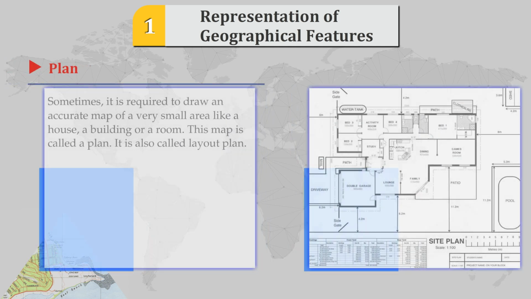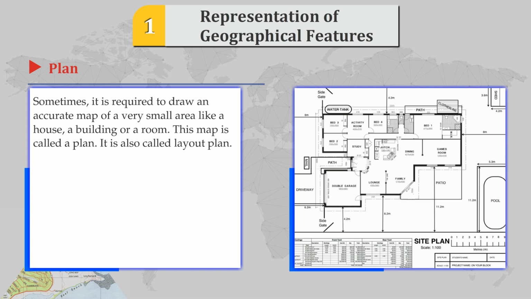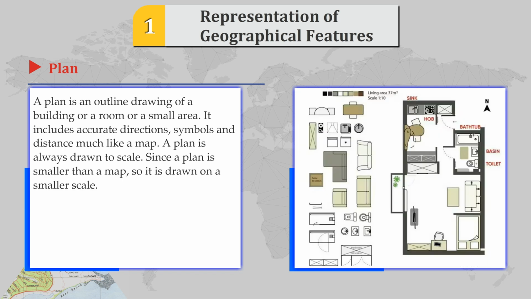Plan. Sometimes it is required to draw an accurate map of a very small area like a house, a building or a room. This map is called a plan. It is also called layout plan. A plan is an outline drawing of a building or a room or a small area. It includes accurate directions, symbols and distance, much like a map.